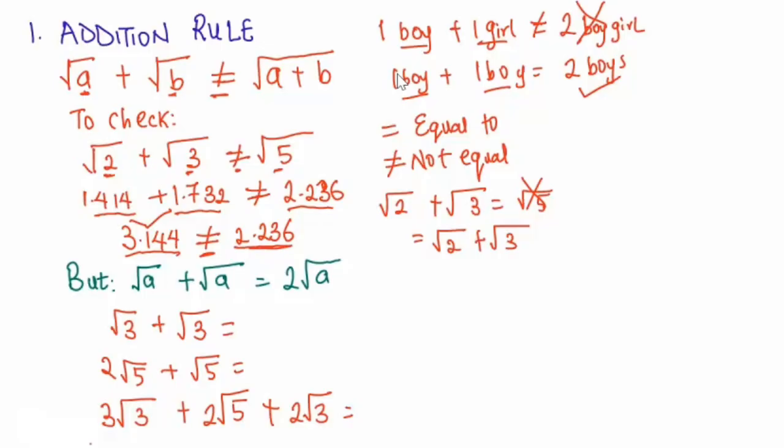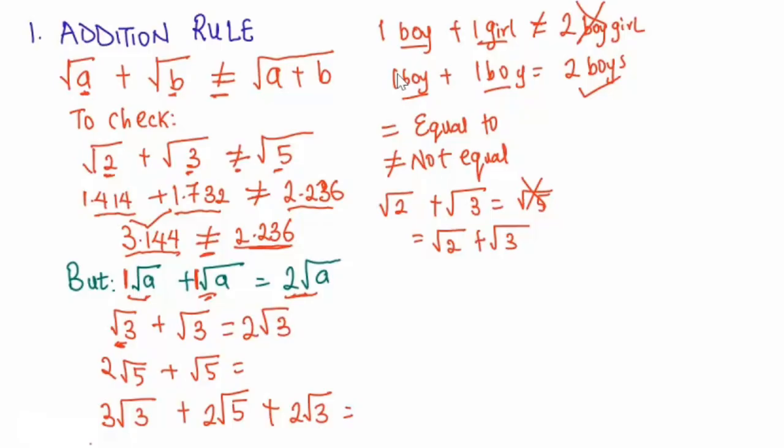But when they are the same, like the case of a boy and a boy, you can end up having two boys. So this is root A plus root A. Root A is just like one root A, there's an invisible one here. So just like one orange plus one orange, we are going to end up getting two oranges. So if we have root 3 plus root 3, our answer in this case will simply be 2 root 3.